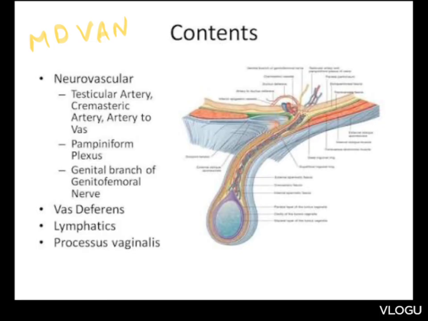So during surgery, which structures are at highest risk? We can see the vas deferens and testicular vessels. Next we can see the ilioinguinal nerve, the iliohypogastric nerve, and the genital branch of the genitofemoral nerve. So these are the commonly injured structures.